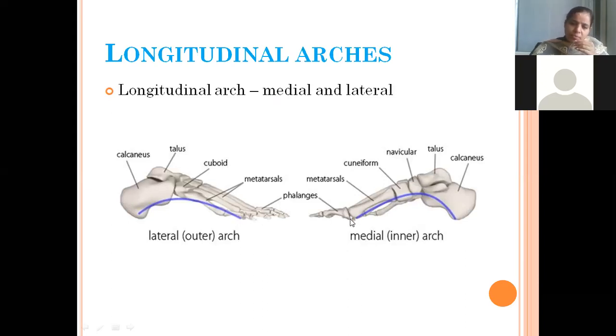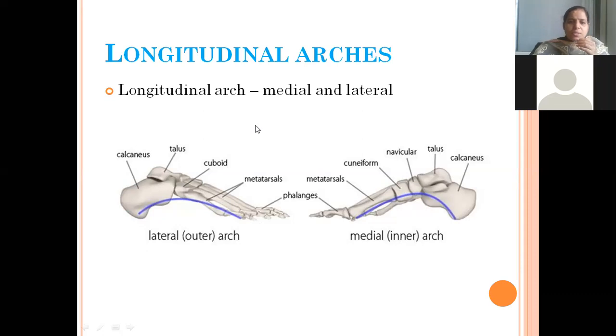If you look from the medial aspect, what are the bones you are seeing? Calcaneus, talus, navicular, cuneiforms, the metatarsals, and phalanges. Okay. From the other side, you are finding again calcaneus, then cuboid, then fifth metatarsal, and the last four phalangeal bones. So these are the bones which take part in the formation of the arches on the medial side and lateral side.